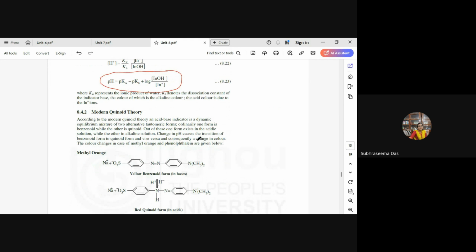Then coming to the modern quinoid theory of indicators. According to the modern quinoid theory, an acid-base indicator is a dynamic equilibrium mixture of two alternative tautomeric forms.